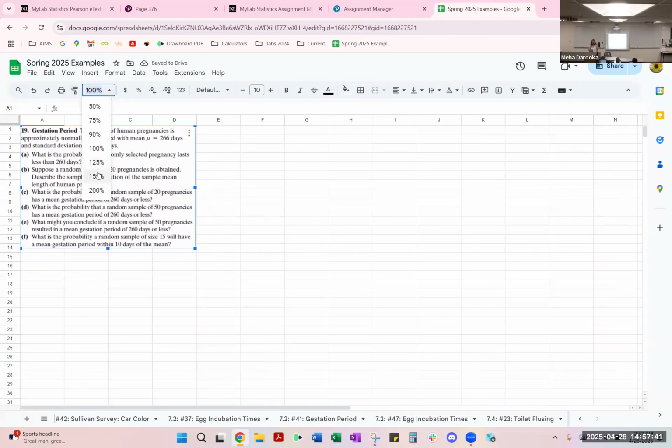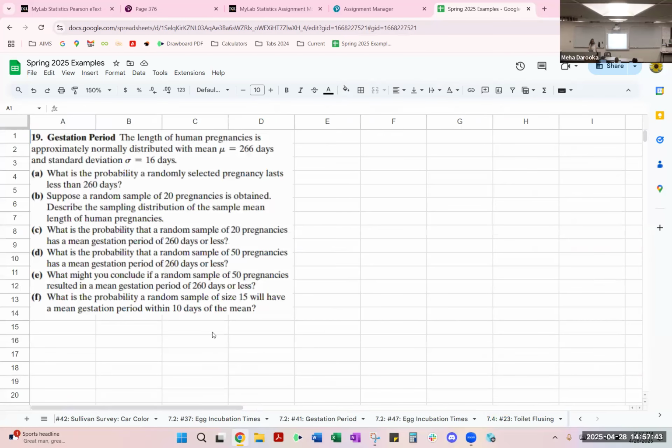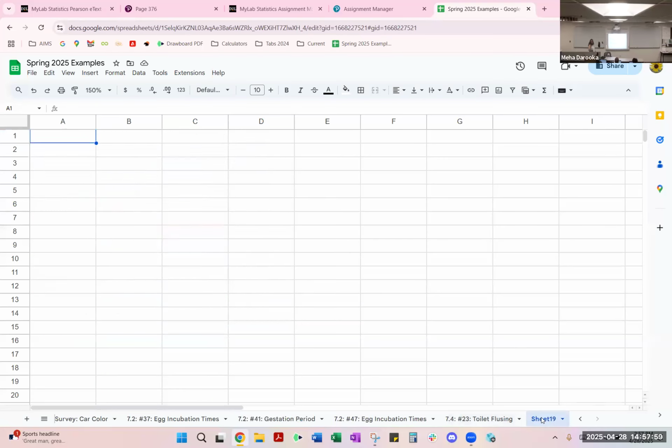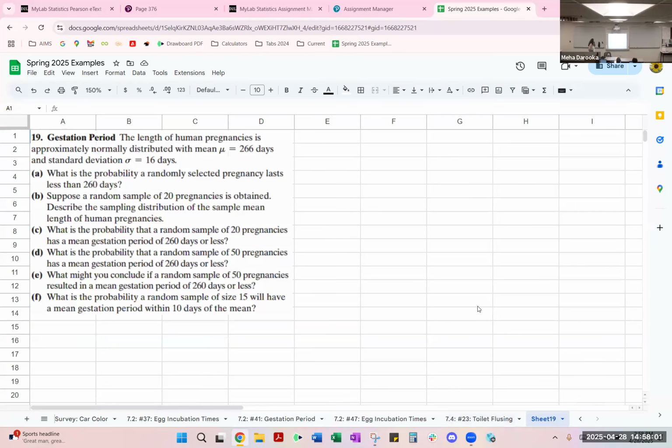Alrighty, so this example, as you can see, is talking about the gestation period. And of course, we had done that same example right over here in section 7.2, if you look at that bottom. So, just repeating the same examples in new scenarios. The length of human pregnancies is approximately normally distributed. And of course, we need to know that the population is normal before we can apply those rules, right?